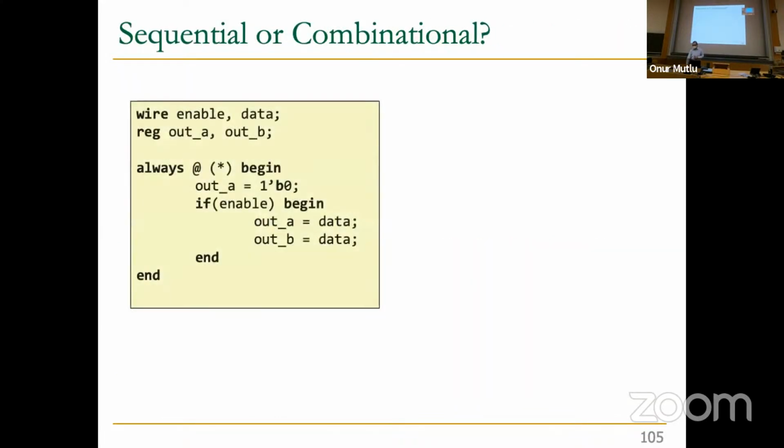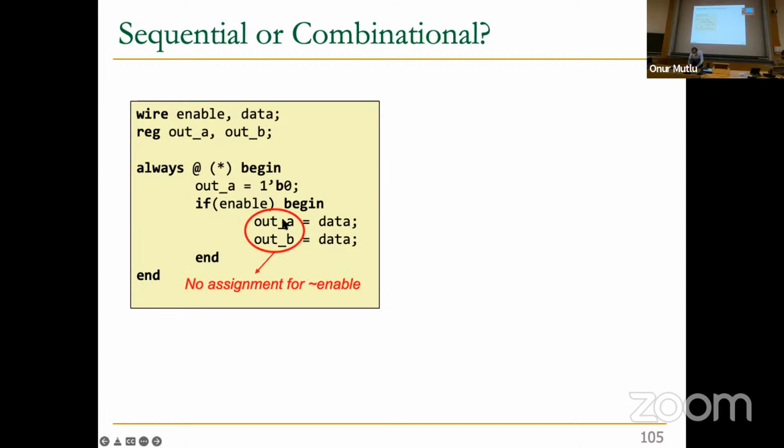So let's take a look at some examples. Are these sequential or combinational? Maybe I'll ask you. Is this sequential or combinational? Anybody quick enough to look at this code? This is the always block, as you can see. There are two outputs, out A and out B. Anyone? Yes? You say combinational. Any other takers? Yes? Why? Exactly, yes. That's the reason, basically.